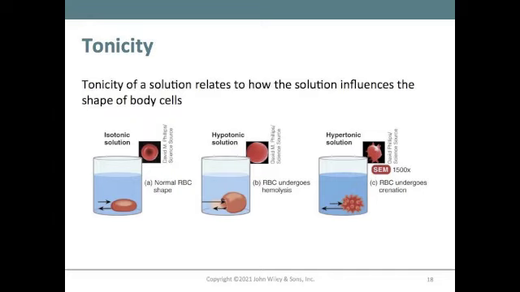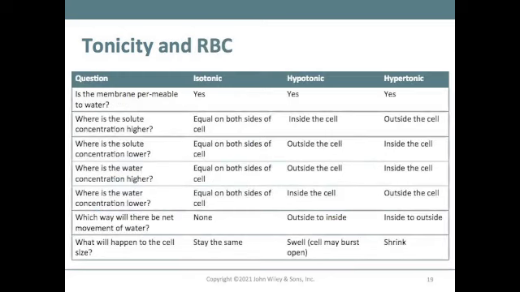On the other hand, in a hypotonic solution, that is a solution that has a lower concentration of solutes than the cytosol inside of the red blood cell, we see that the cell can undergo hemolysis. In other words, it can rupture. And in a hypertonic solution, there is a higher concentration of solutes in the solution than there is in the red blood cell. In this case, the cell undergoes crenation, or it shrivels. This table is also part of figure 3.9 on page 73, so I'll let you go through this table on your own time.